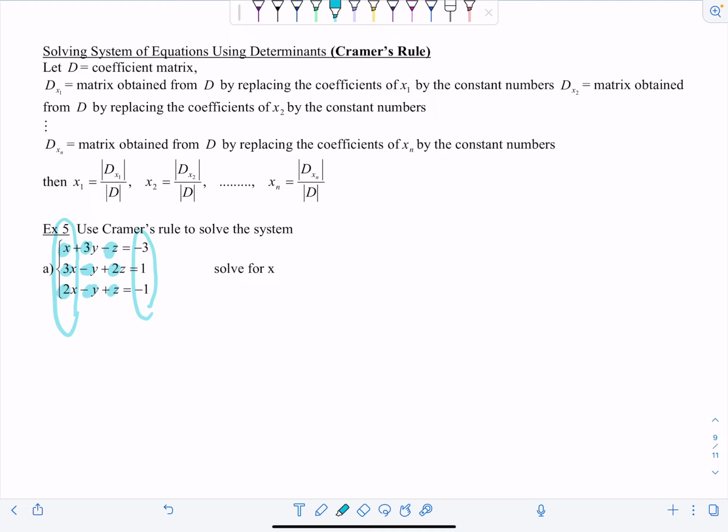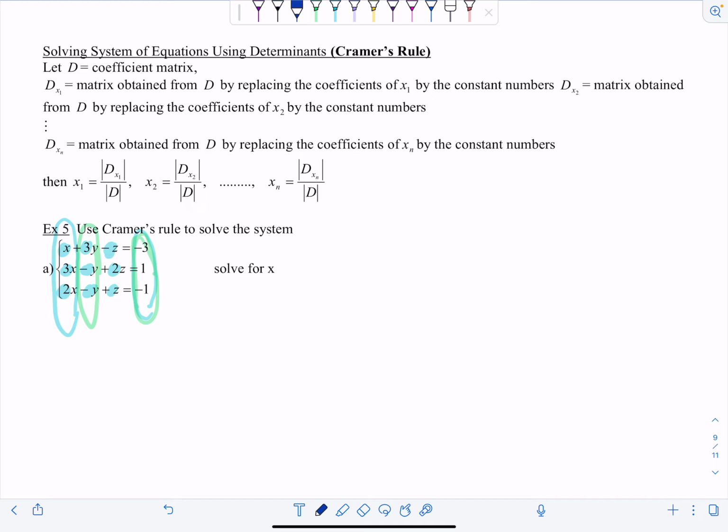D sub x2 is the matrix obtained from D by replacing the coefficients of x2, or the second variable, by the constant numbers, by the ones over here. Okay, all the way up to D sub xn. Then you can solve for each of the variables x1 by taking the determinant of D sub x1 and dividing by the determinant of D, and you can do that for all of the corresponding variables. So this is a clean way to solve for a system of equations without having to diagonalize, use Gaussian elimination, or mess around too much.